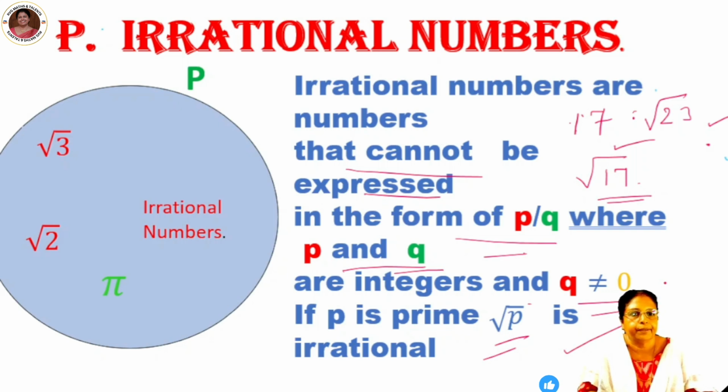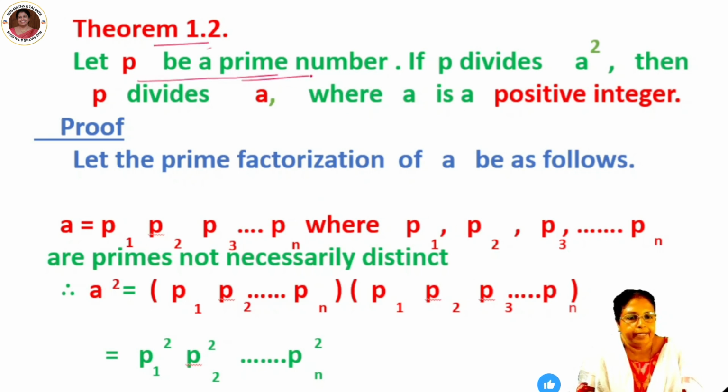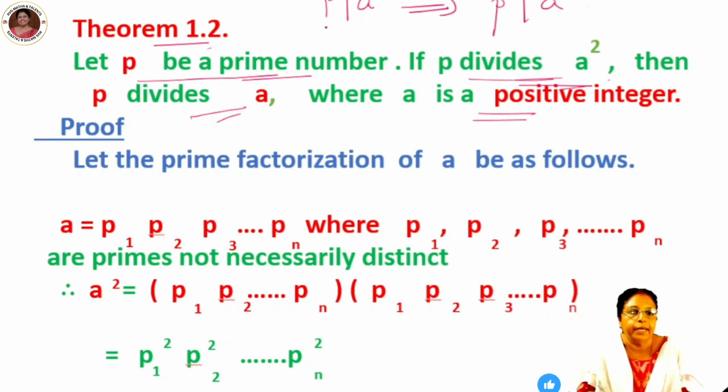That's an example. In this chapter, we are doing one theorem, theorem 1.2. Let p be a prime number. If p divides a square, where a is a positive integer, then p divides a. That's the theorem. Let me explain once more: p divides a square implies p divides a, where a is a positive integer and p is a prime number. How can we prove this?